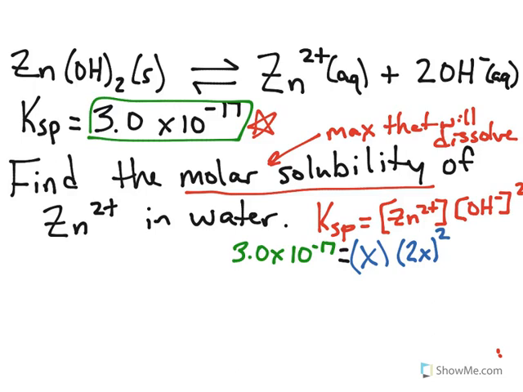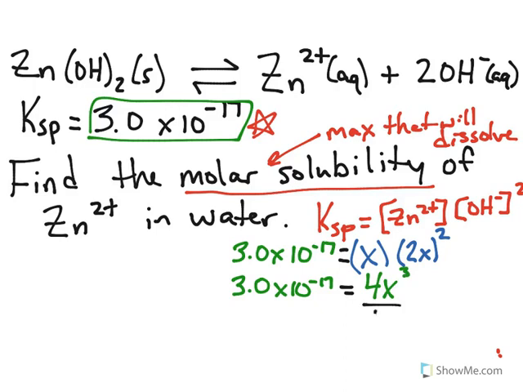As we go through and clean this up a little bit, that's 3.0 times 10 to the negative 17th equals, now whenever you go to distribute this power through, this is really 2 squared and x squared. So this piece right here is 4x squared. That 4x squared is being multiplied by this x. Let me clean this back up though. So you have 4x squared times x. This becomes 4x cubed.